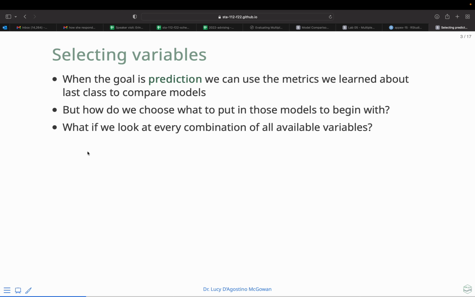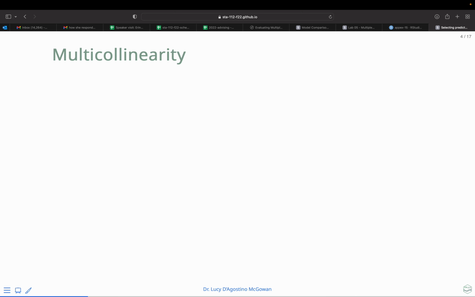And so the first thing that sometimes comes to mind is, what if we just look at every combination of all available variables? If you had 10 variables in your data set, maybe you could just look at the 1,024 different potential models that could be fit with those 10 variables. That is going to get intractable as the number of variables gets bigger and bigger, but it is one choice.